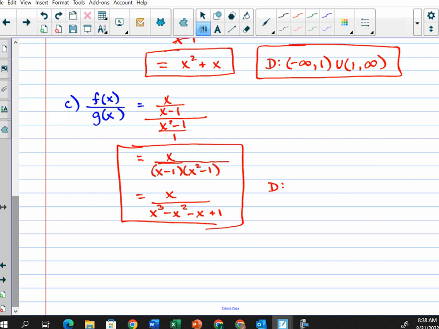Guys, I take either of those answers for this one. You do x or x minus 1. You could write it fully factored. That way it's nice because then you can truly see what your domain restrictions are going to be. So guys, what can x not equal this time? 1 and -1. Yeah, so we've got negative infinity to -1, -1 to 1, 1 to infinity.